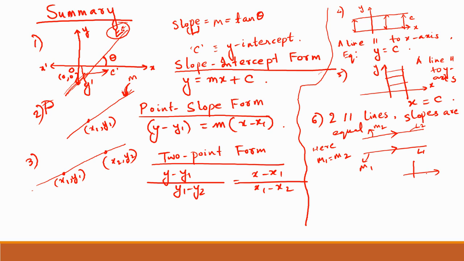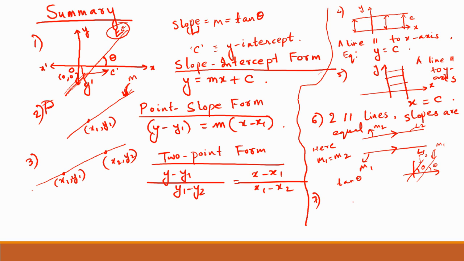So let me just do it real quick. Let's say this is a line with slope m1, and this is another line with slope m2. If these two are parallel to each other, then these two thetas are equal, right? So if these two thetas are equal, then tan theta will be equal. So tan theta is basically the same for m1 and m2. So the slopes are equal. Okay. Hope you got it.